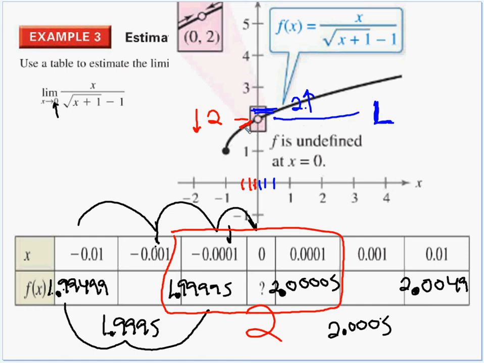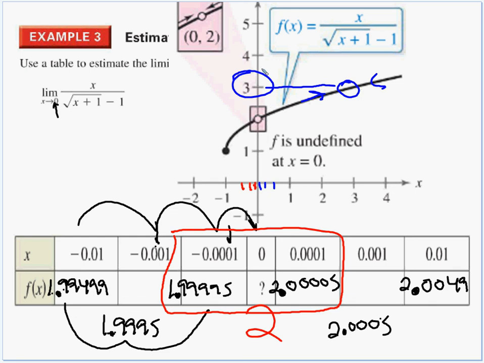A lot of times, the limit of a function is the height of the hole in the graph. If we had another function where maybe we had a hole here, as we approached that hole, that limit would be 3. A lot of times, the limit of a function is the height of the hole in the graph, that height on the y-axis.